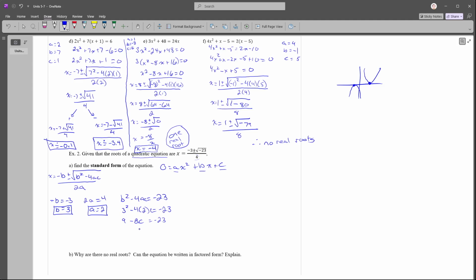Now our goal is to calculate for c. That means we need to isolate. So I need to bring the 9 over to the other side. So I have negative 8c is equal to negative 23 minus 9, which gives me negative 32. Now I need to get rid of this negative 8, which is multiplying by c, so I divide both sides by negative 8. So c is equal to negative 32 over negative 8. c is equal to 4.